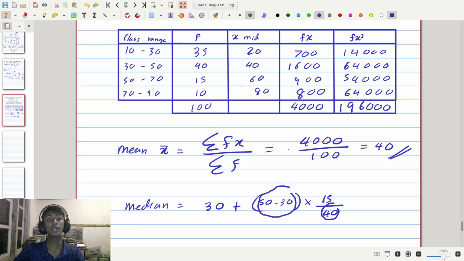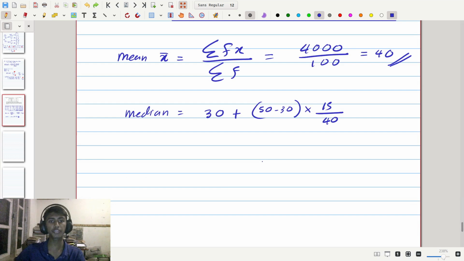So here we can see for the 50th person, or the 100 divided by 2th person, we need to go 15 up in the second group because we already have 35 people in the first group. So we take 50 minus 35, which means we need to go another 15 people in the second group, and out of the 40 people, if we go 15, then the distance we go is 15 over 40 in the range of 50 to 30, so we go 20 total distance. Out of the 20, we need to go 15 out of 40.